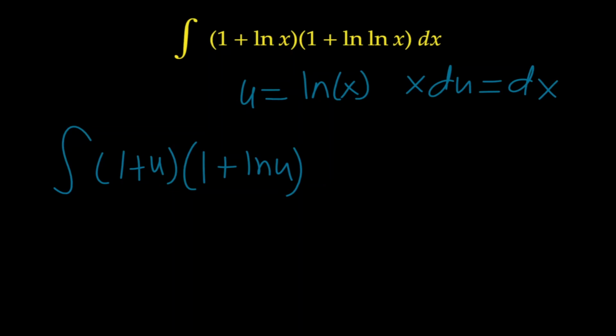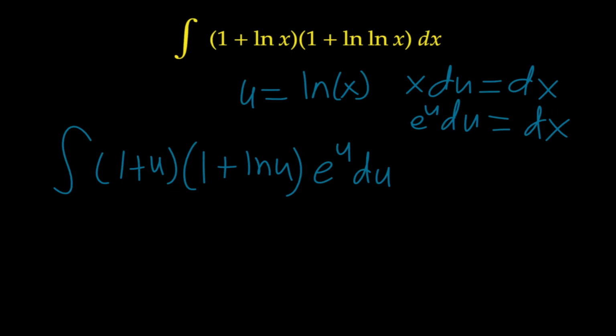And we can just solve for x real fast. I mean, it should be rather clear that this right here is just e to the u. So dx is equal to e to the u du, just because x is equal to e to the u. You just exponentiate both sides. So we have e to the u times du right here.